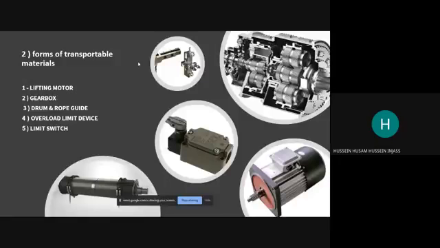Forms of transportable materials, lifting motors and gearbox, drum rope guide, overload device, limit switch, and the explanations of them exist in the Word file.